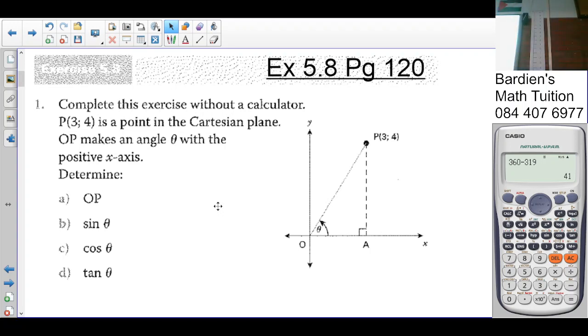In question 5.8 we are told to complete this exercise without a calculator. We are told that P, which is (3, 4), is a point in the Cartesian plane. OP makes an angle theta with the positive x-axis. Determine OP. So remember in coordinate form that's an x and a y: there's a 3, since that's on the x-axis, and 4, since that is the length basically on your y-axis there, as you can see.